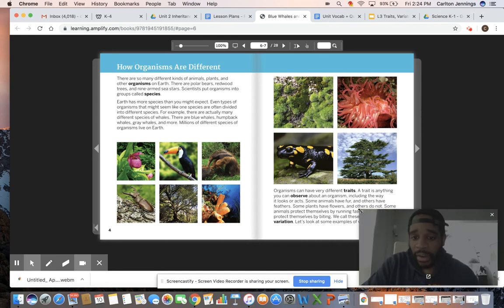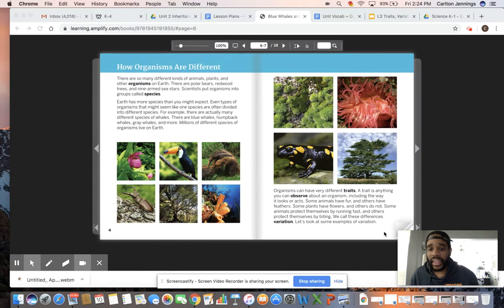Some animals have fur and others have feathers. Some plants have flowers and others do not. Some animals protect themselves by running fast, and others protect themselves by biting. We call these differences variation. This is another question that's going to be in your exit ticket. We call these differences variation. Whenever we see different traits, like running fast or running slow, or being tall or short, or biting or not biting, these are different variations that different organisms have.